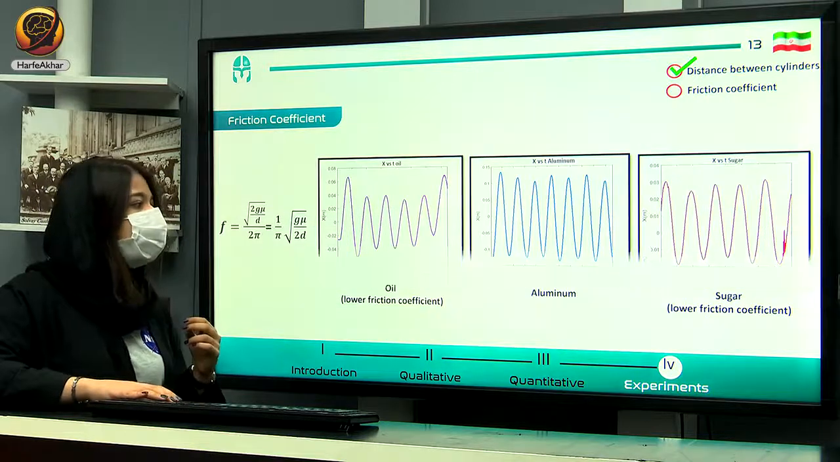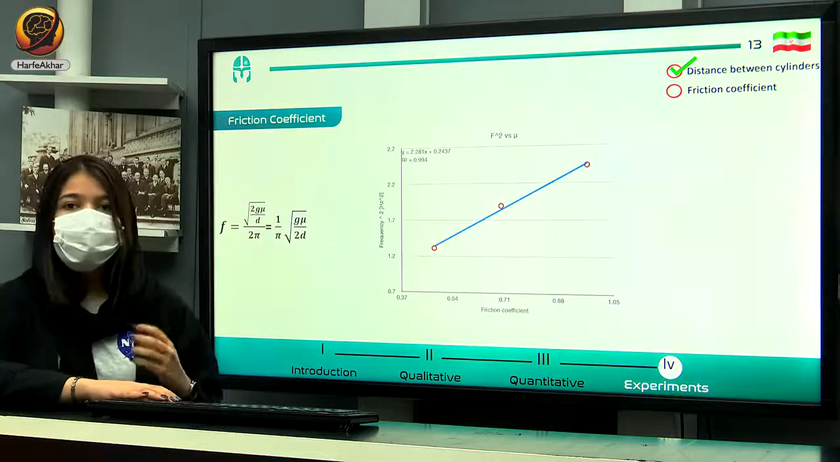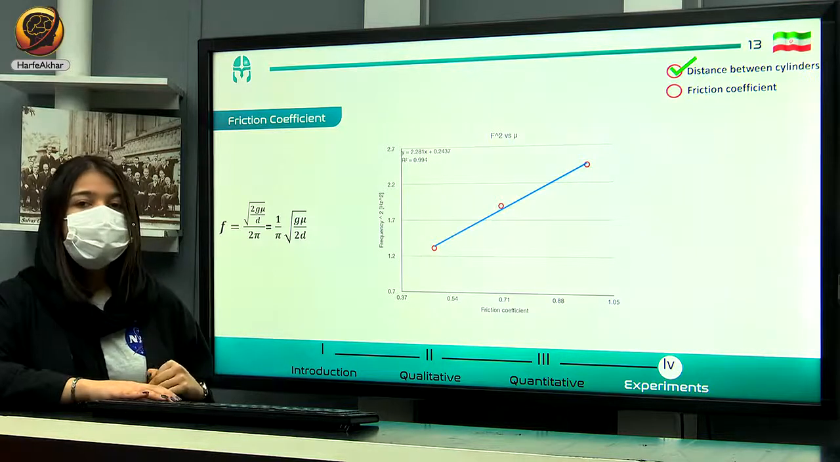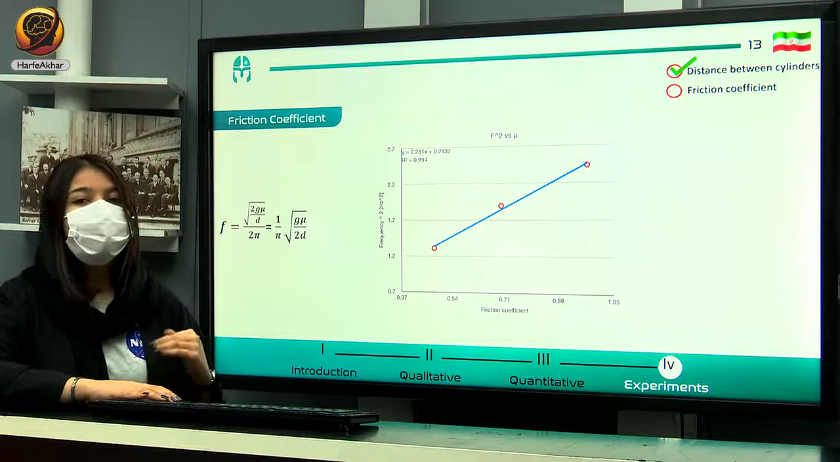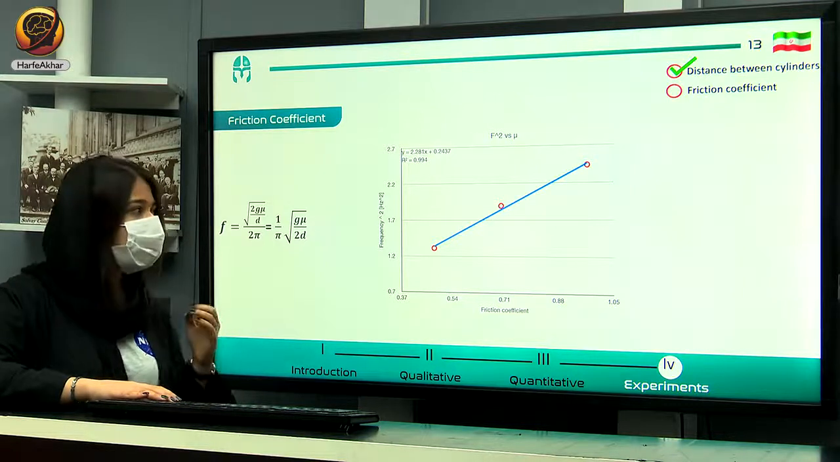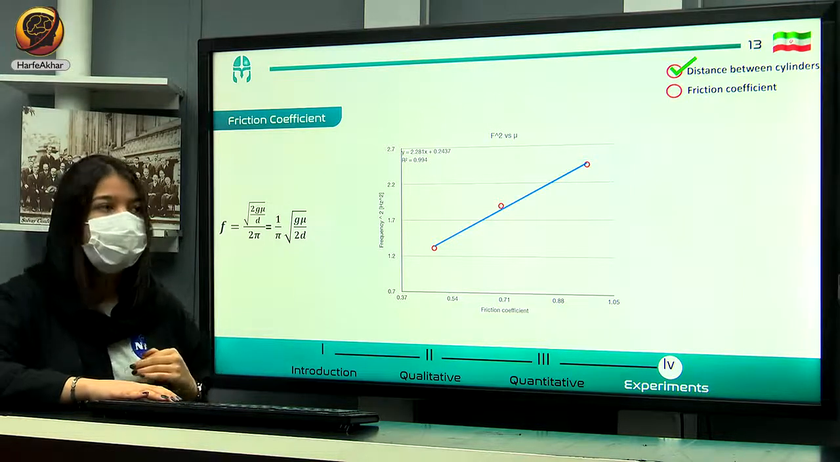And that shows that the lower the friction coefficient between the rod and the cylinder, the higher the period of oscillation and the lower the frequency. So the higher the friction between the cylinder and the rod, the higher the frequency will be as well.